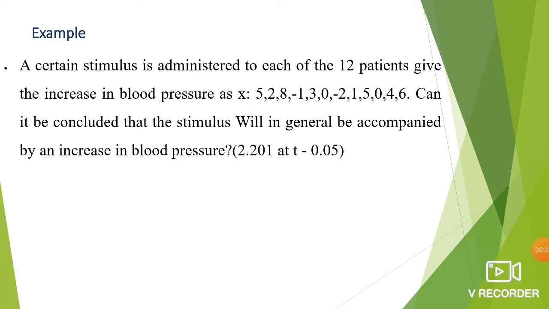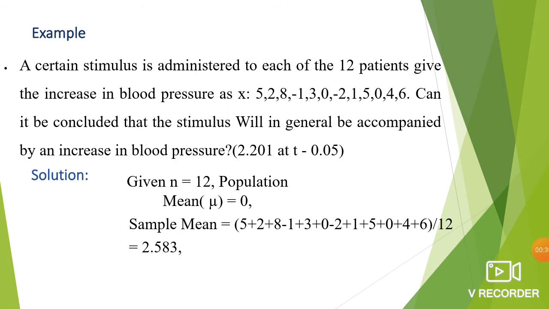Here we have to take n equal to 12. There are 12 x values, so n is equal to 12. If the population mean is not given, we have to take mu equal to 0. Then to find the sample mean, add all the values and divide by the number of values, n is 12. So we get 2.583.